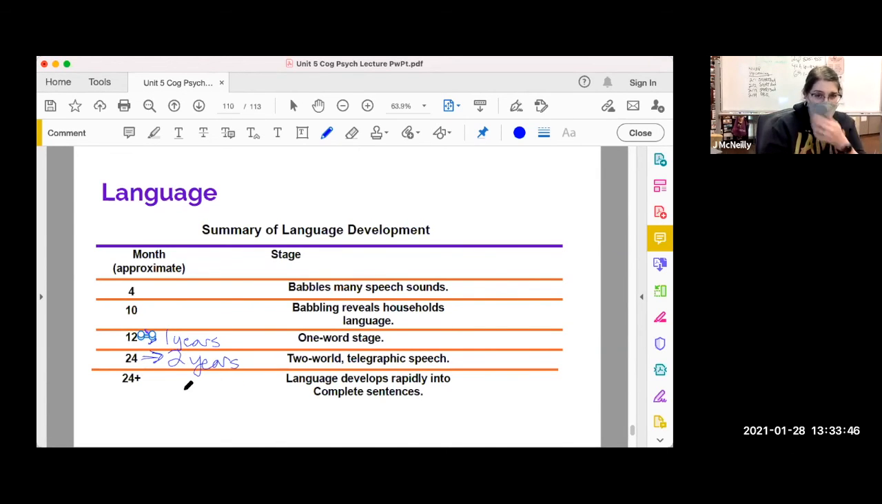And then 2 plus. Okay, so we have the babbling, the 1 word, the 2 word, that's supposed to say word, not world. And then it becomes complete sentences and you can kind of sort of hold a conversation.